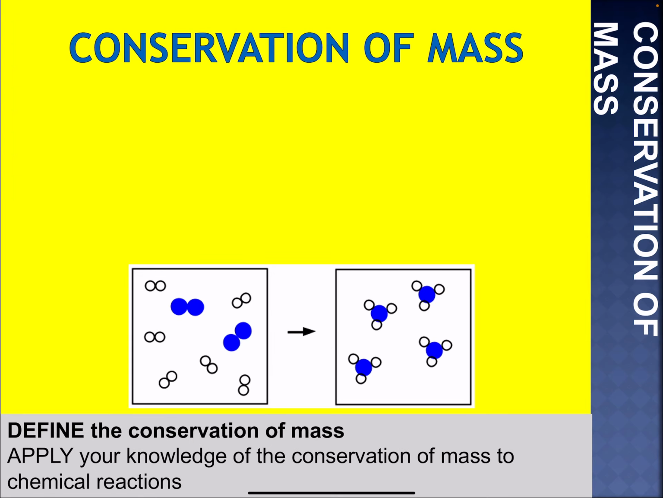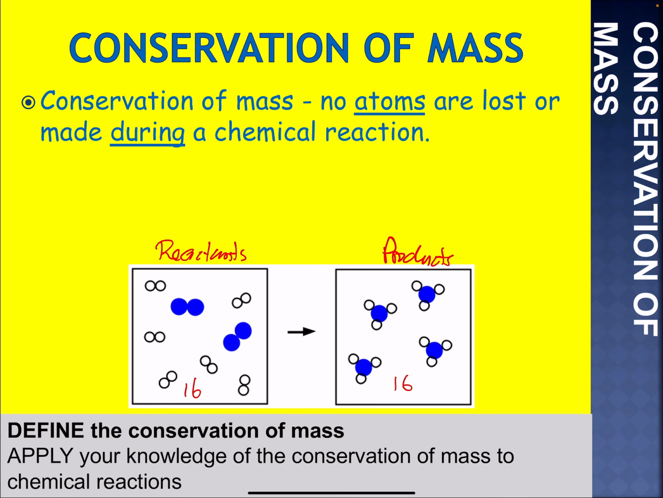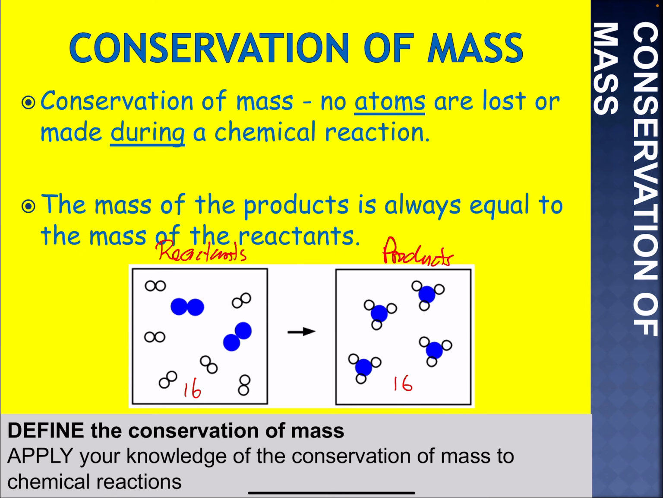Conservation of mass. If you look at this, these are the reactants, and that's the product. If you count the number of atoms, you can count 16 atoms in here, and if you look at the product, there will also be 16 atoms. So conservation of mass: no atoms are lost or made during a chemical reaction. The mass of the products is always equal to the mass of the reactants. Remember that.